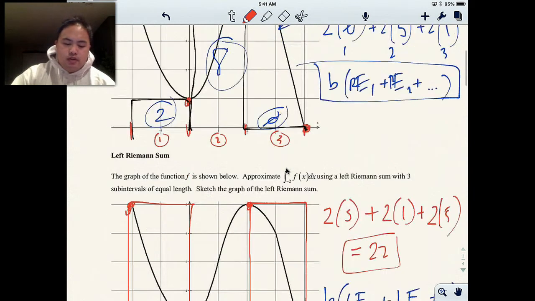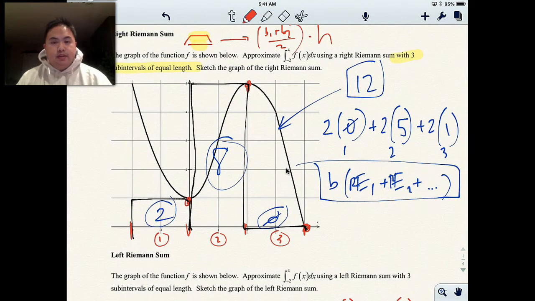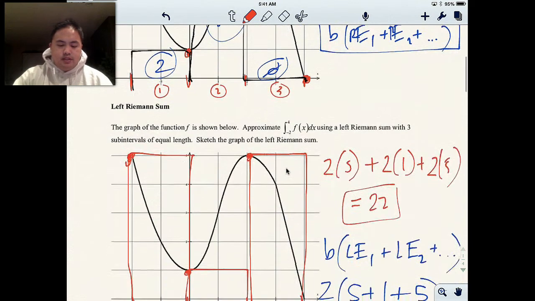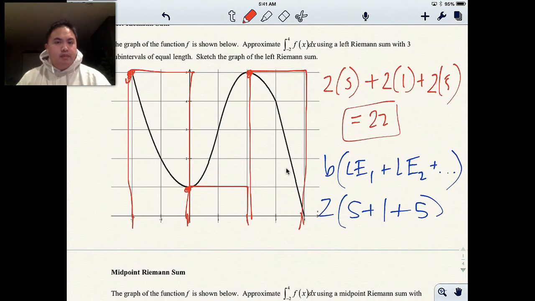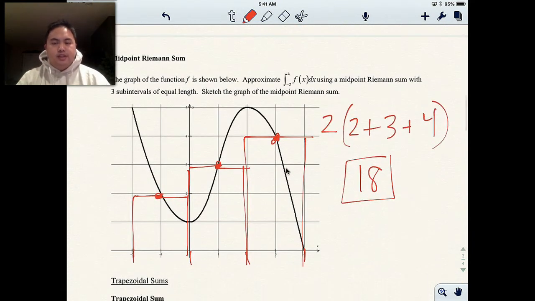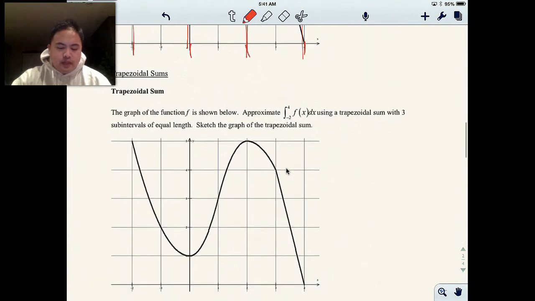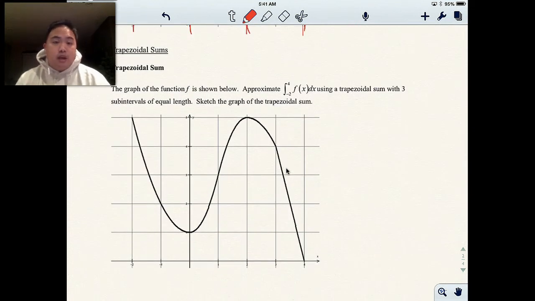Okay, so step 1, we did the right, and I did my endpoints. Step 2, I did the left and did my endpoints. And now I did my midpoints, and my estimation seems to be getting very, very close to what the real thing is. Now, the very last one is called trapezoidal sum.